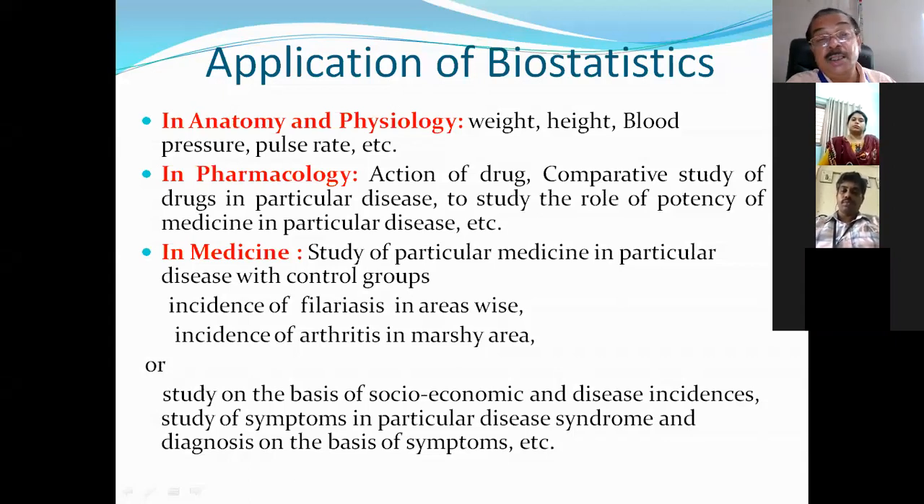Or we can study on the basis of socioeconomic status and disease incidence, like symptoms of a particular disease and a particular syndrome, and diagnosis on the basis of symptoms. Do you know what a syndrome is? A syndrome is a group of symptoms which indicates a particular disease. Sometimes a set of diseases together is related to a particular syndrome, and that is known as a syndrome. Such studies are being conducted, and there the application of biostatistics is there.